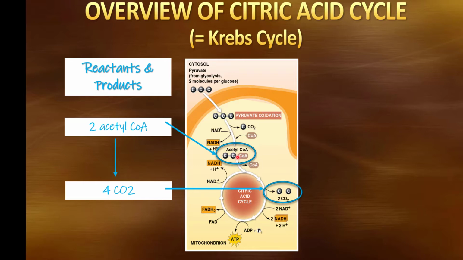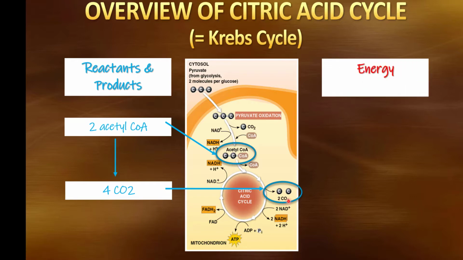So we put in 2 carbons here, we can get 2 carbon dioxides out over here. Again, remember we're putting in 2 acetyl-CoA, and that's why we have 4 carbon dioxides here. For every glucose, we had 2 acetyl-CoAs, meaning we'll have 4 CO2s for each molecule of glucose. Let's take a look at the energy gain.